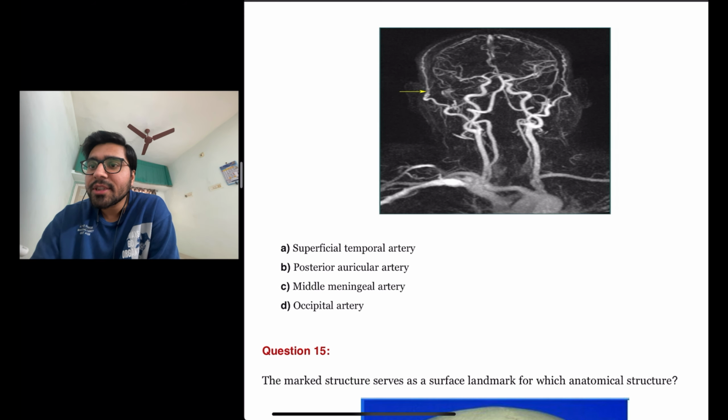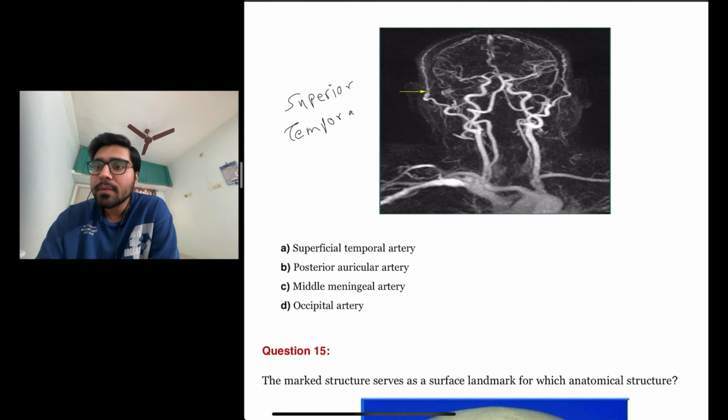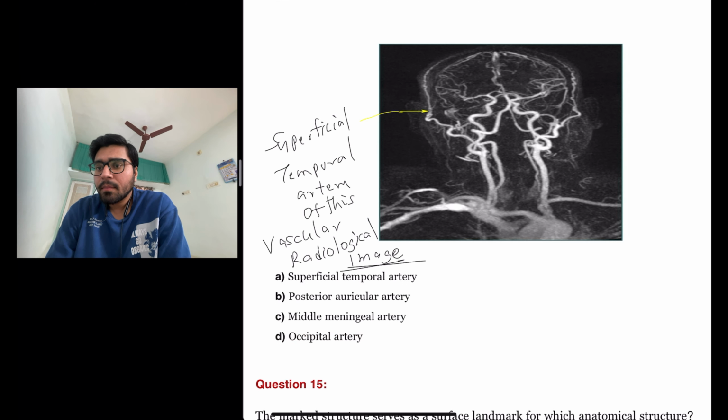This marked structure in the vascular radiograph is known as superior temporal artery. This is not a posterior auricular artery or middle meningeal or occipital artery. This is showing the area of temple and temple containing the superior temporal artery. So the answer here is A, superficial temporal artery. Let us move on to the next question.